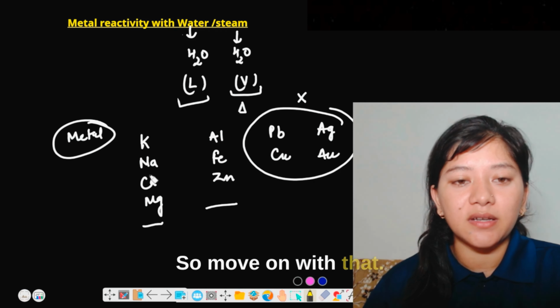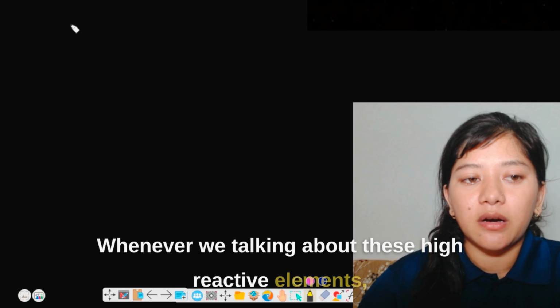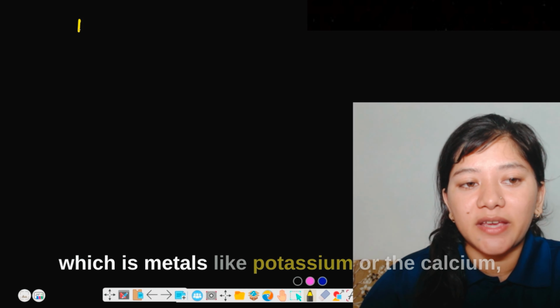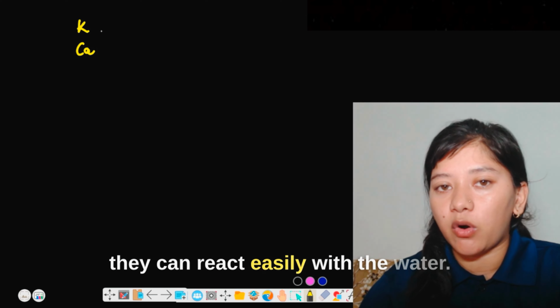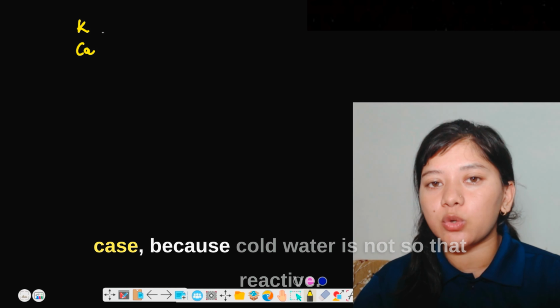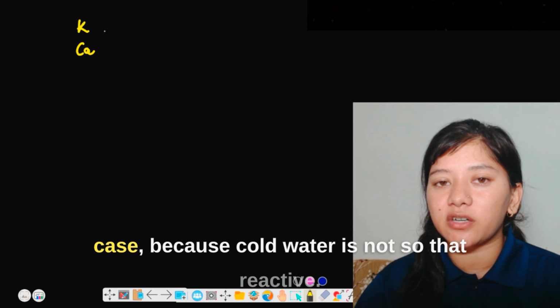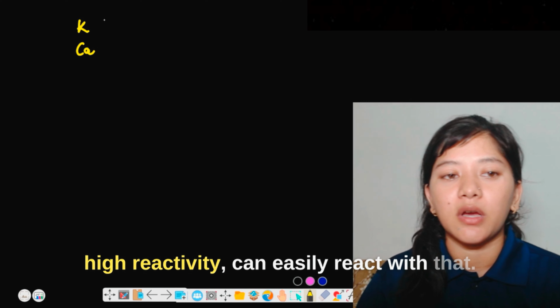So move on with that. Whenever we talk about these highly reactive metals like potassium or calcium, they can react easily with water, and that's why we normally use cold water in that case, because cold water is not that reactive. A metal with high reactivity can easily react with it.